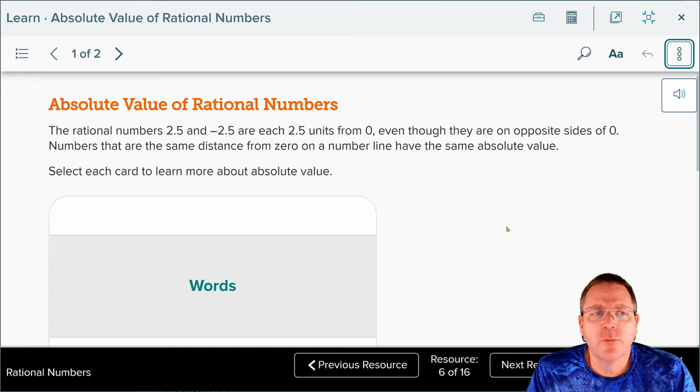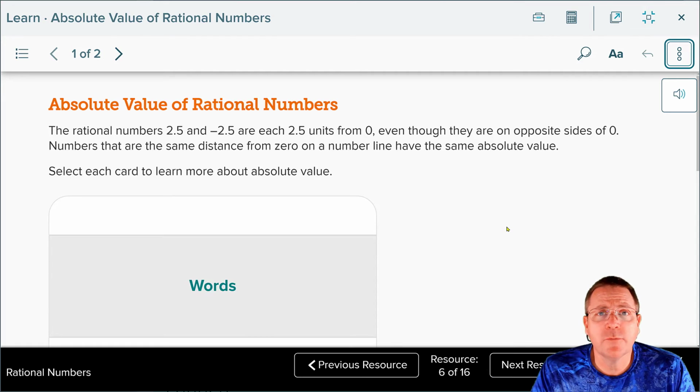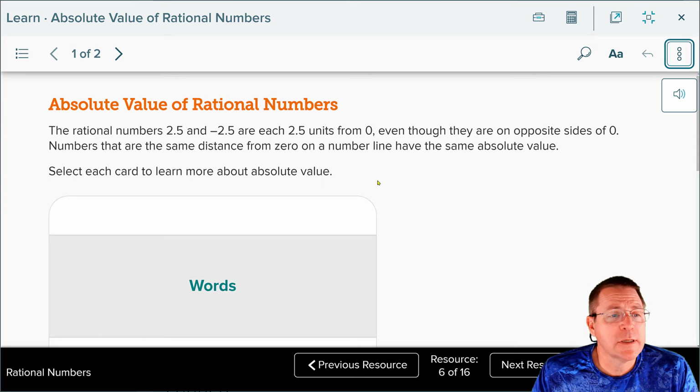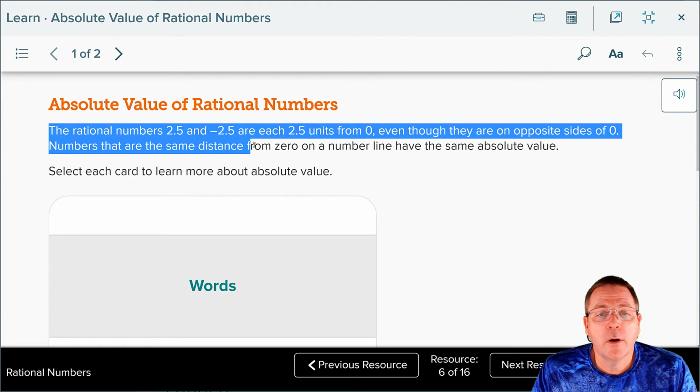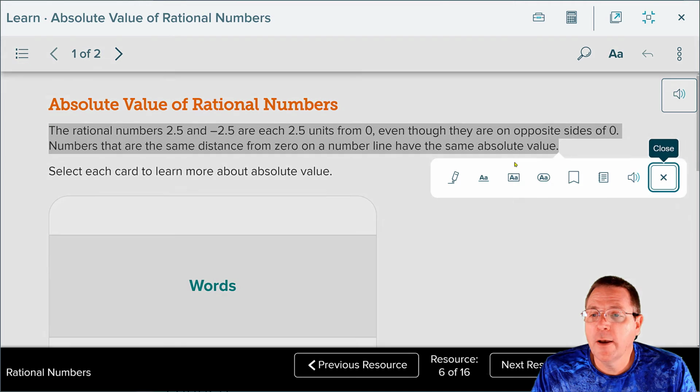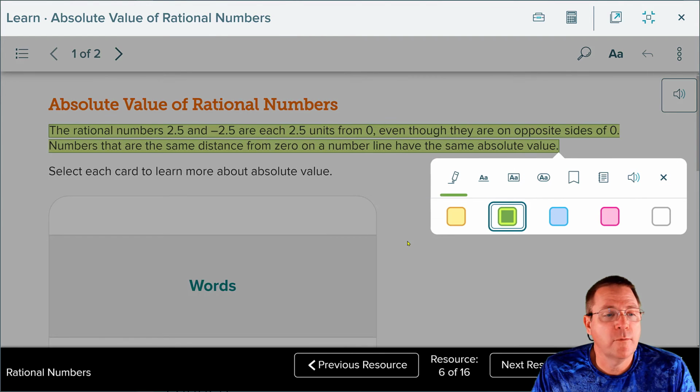So what happens if we throw absolute values into the mix with rational numbers? Well, absolute value is just going to be the positive version of that number, so it's not really going to change things that much. The rational numbers 2.5 and negative 2.5 are both 2.5 units from 0. Even though they're on opposite sides of 0, the numbers that are the same distance from 0 on a number line and have the same value are known as absolute values.